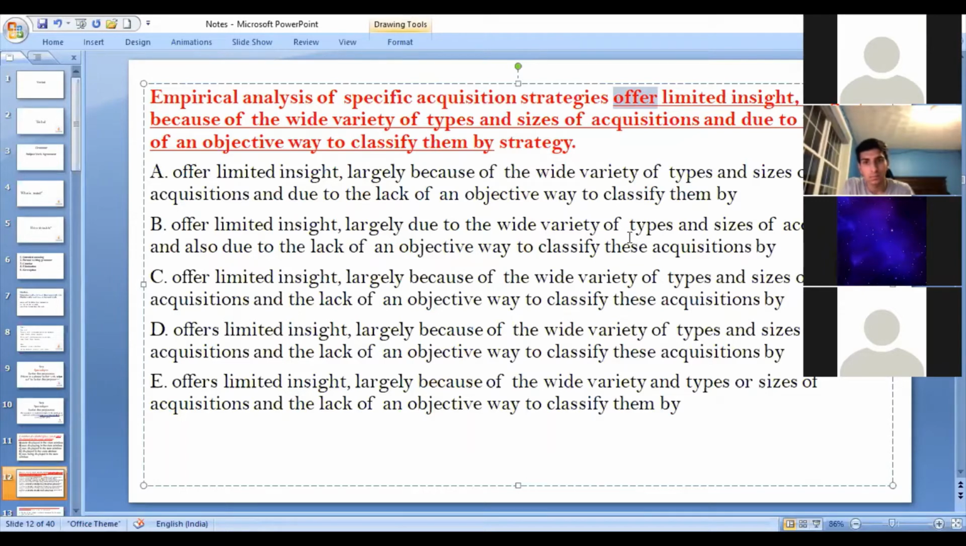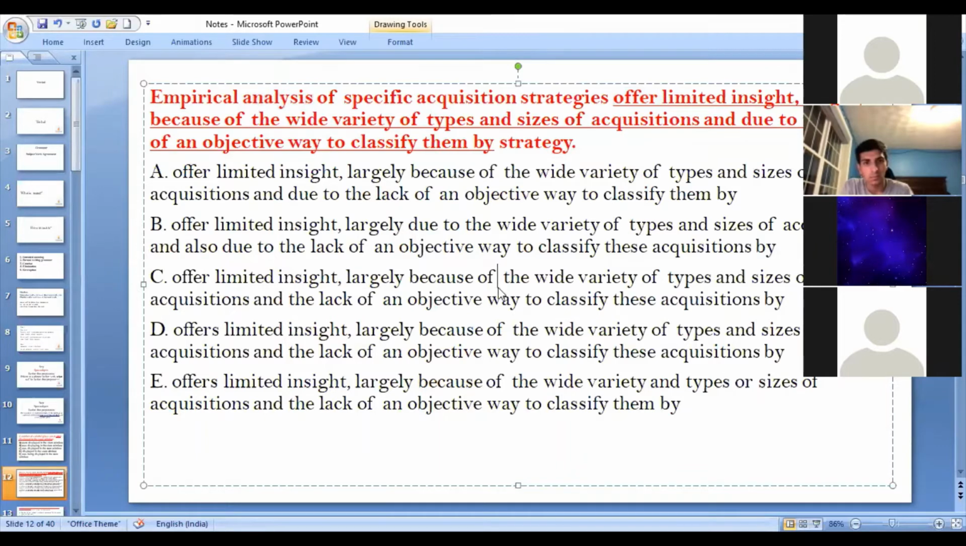Example: she goes, but we go. They write, but he writes. So, offer is a plural verb. What is the subject here? Analysis. Go back to the first preposition. Whatever comes before the first preposition becomes the subject. Analysis offers, right?